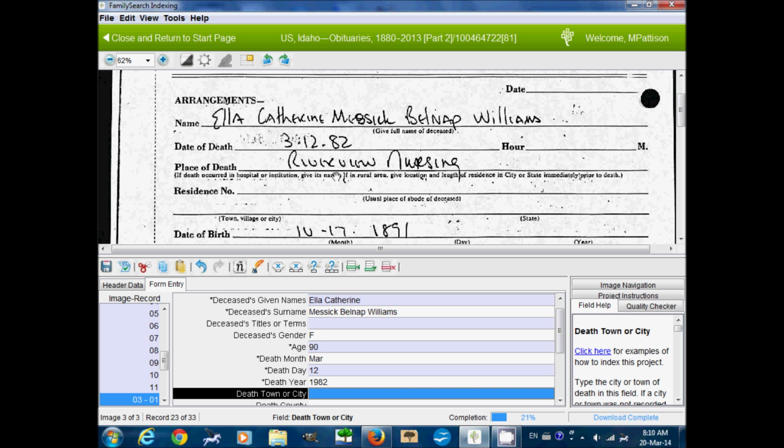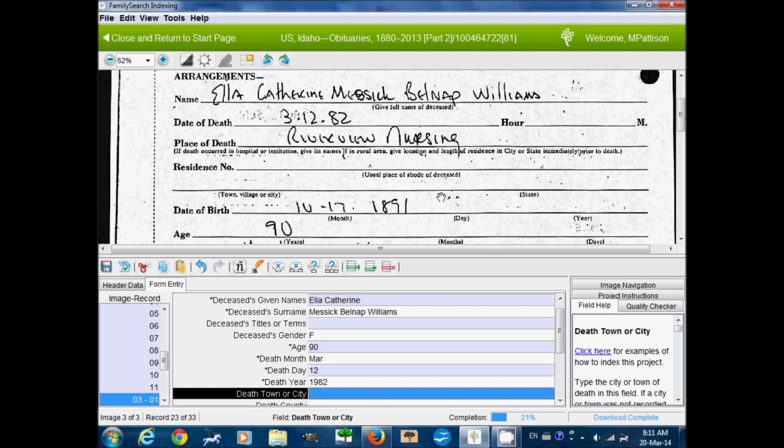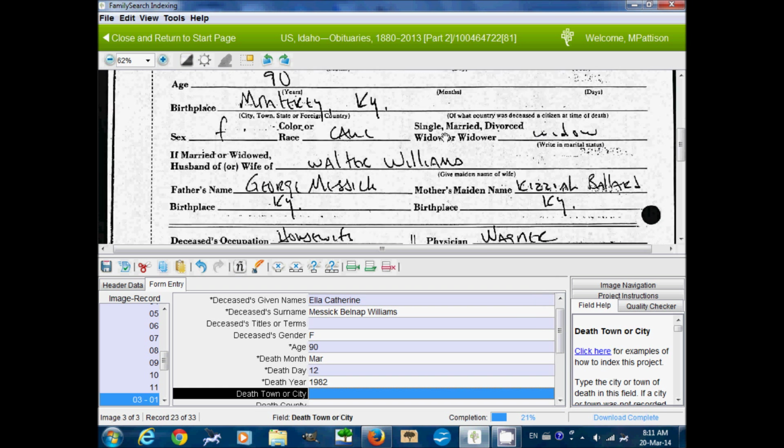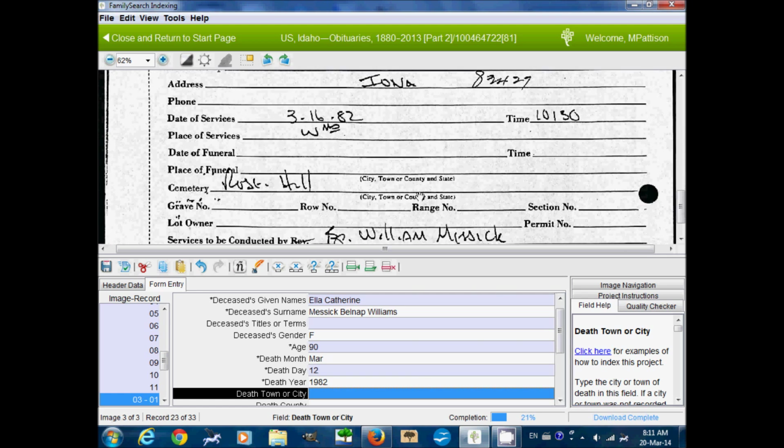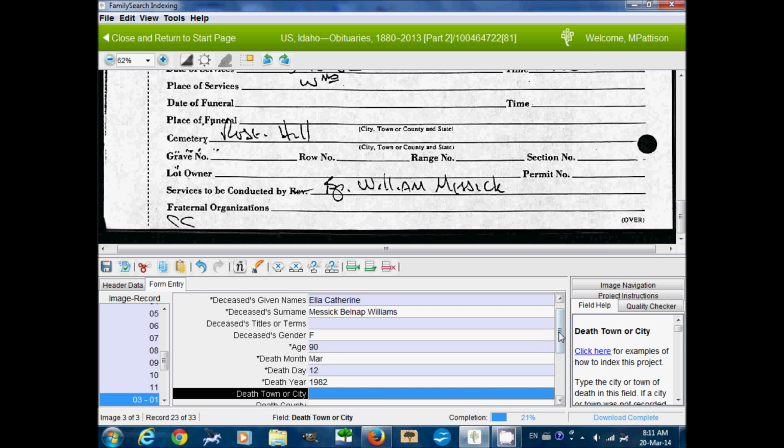Place of death, it says here Riverview Nursing, and that's not a city, county, or state, so we cannot enter that unless it says something else farther down, but it doesn't look like it does. So that gets left empty.